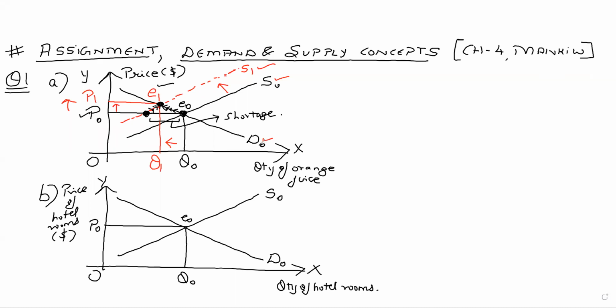Now let's read the question. When the weather turns warm in New England every summer, price of hotel rooms in the Caribbean resort plummets. Okay, so all of us know that when the weather turns warm, people prefer to stay inside in hotel rooms. So what will happen? Now the demand for hotel rooms is going to go up. Nothing is happening to supply now.